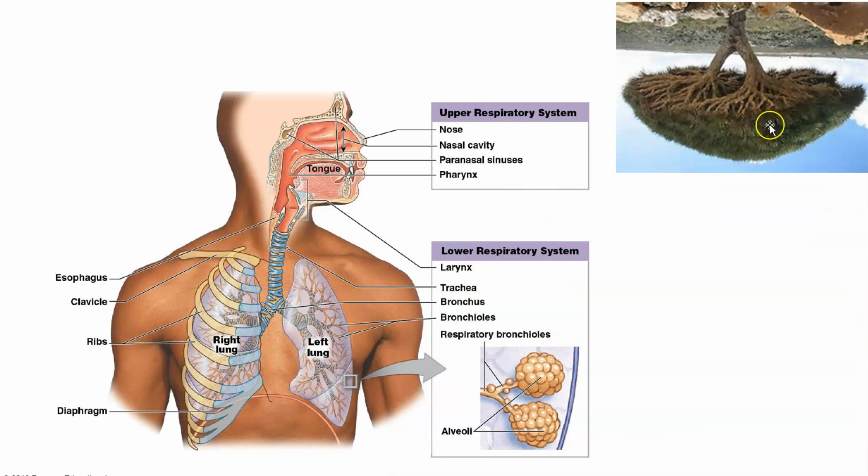But the reason I show an upside down tree here is because the respiratory system is literally like an upside down tree. It begins with one big tube, so you have your nose and the larynx, and then you start with this one main trunk, and then it branches twice, and then it keeps branching and branching until you finally reach the leaves in this analogy, and the leaves would be considered the alveoli, these little sacs where gas exchange occurs.